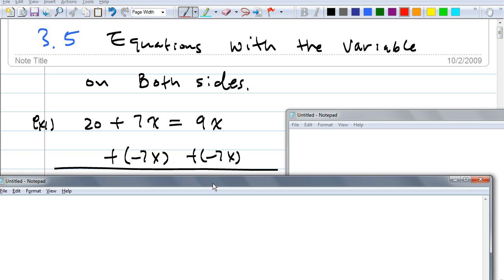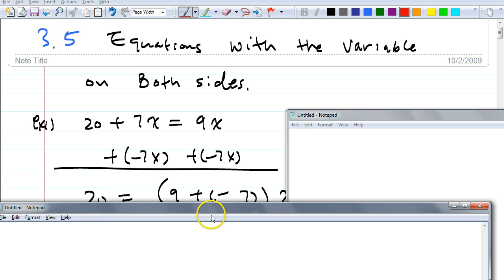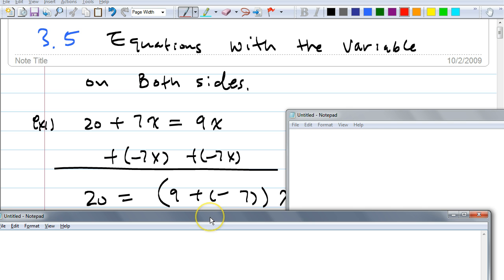Claire, can you tell me what to write now? Put the book away in your backpack, please. What do I write now? No, we're adding negative 7x to both sides. So what do I write next? 20 equals 2x. That's right.